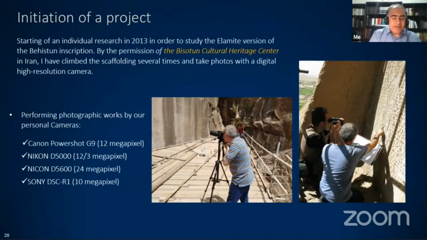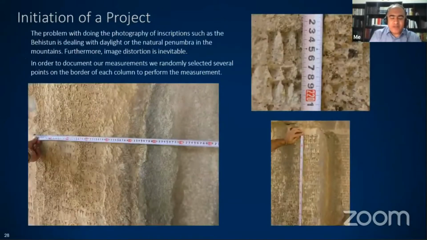However, the problem with photographing inscriptions such as Behistun is dealing with daylight and natural phenomena at the monument. Furthermore, image distortion is inevitable. Therefore, I needed to measure column dimensions in order to scale and prepare the images for copying the inscription.